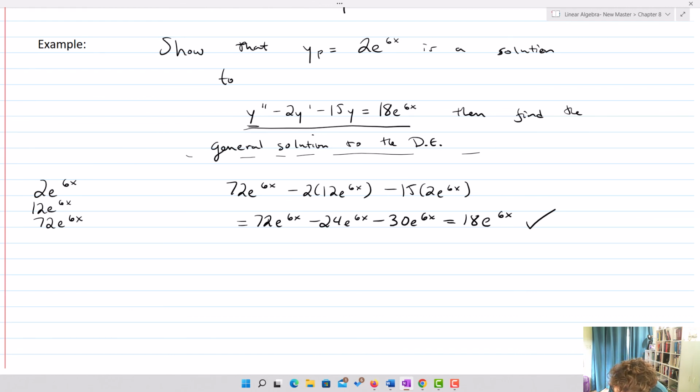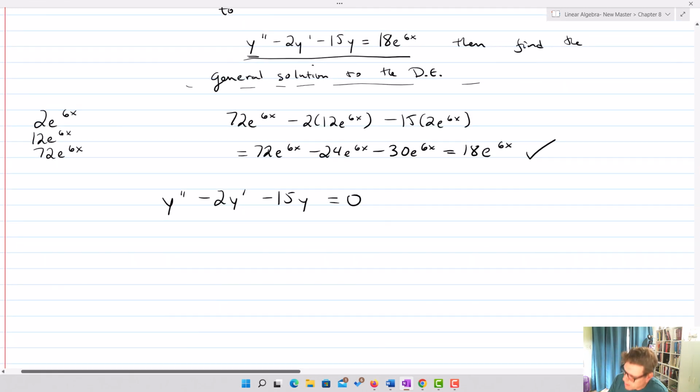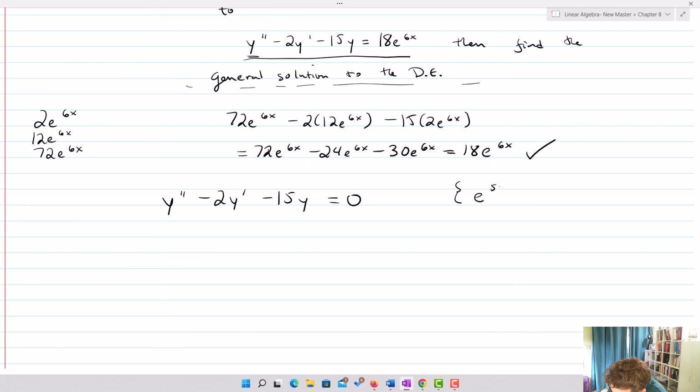Now notice our associated homogeneous DE is y'' minus 2y' minus 15y equals 0. We actually already found the complementary solution. Remember that our solution space had e^(5x) and e^(-3x). That was my complementary solution, if you remember. So the solutions are y1 equals c1 e^(5x) and y2 equals c2 e^(-3x).